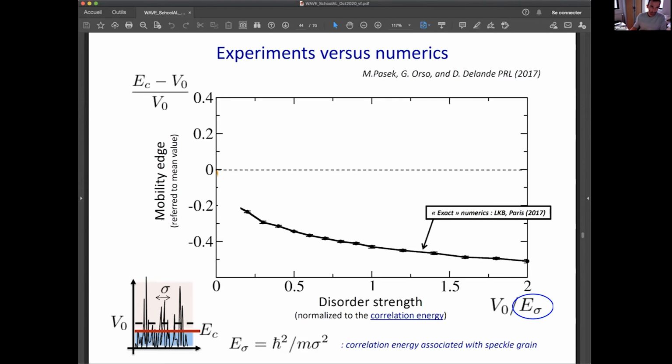So here, this is what I'm showing you. On the vertical axis is the position of the mobility edge, but it is referred to the mean value, 0 here. So if I come back to this graph, here you have the mean value of the disorder potential, so it is referred to 0 in this graph. If it's negative, that means the position, which is shown here by the numerics, is below the average value of the disorder. And it evolves when we change the disorder strength. And this is normalized here to the important quantity I've introduced before, which is the correlation energy.